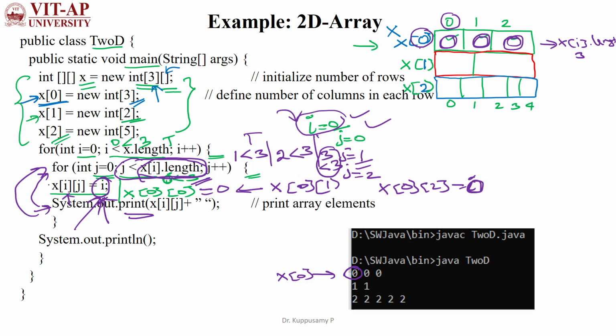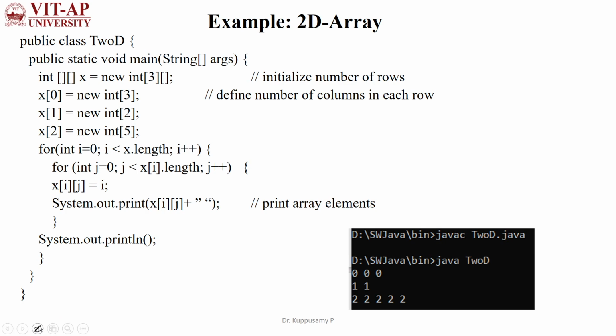Once it becomes false, the inner loop is exiting. Then the outer loop will be incremented by 1. So the outer loop is here, this one. Now I becomes 1. When I becomes 1, again J is initialized.